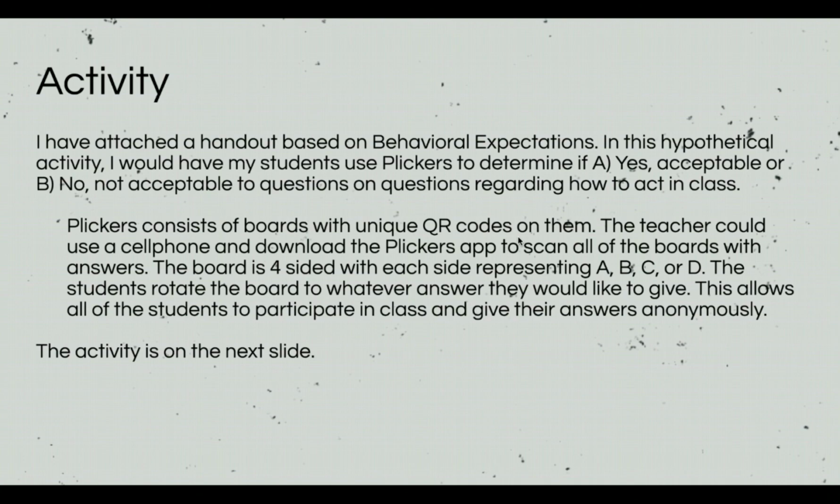And just to show you what I'm talking about, if you're not familiar with Plickers, real quick, it consists of boards with unique QR codes on them, and the teacher would use a cell phone, download the Plickers app, and scan the boards with the answers. The board is four-sided, with each side representing A, B, C, or D. The students rotate the board to whatever answer they would like to give, and this allows students to participate in class and give their answers anonymously.